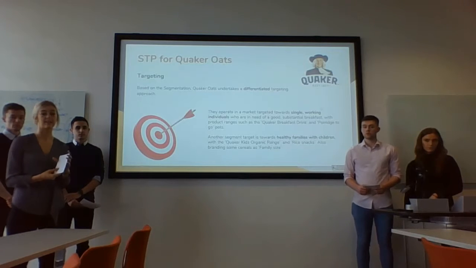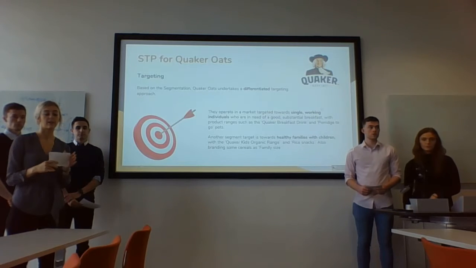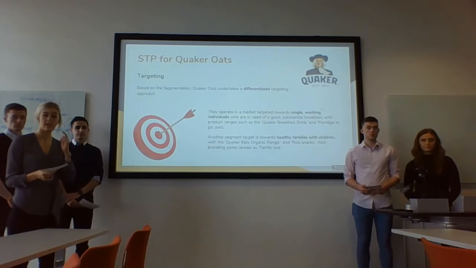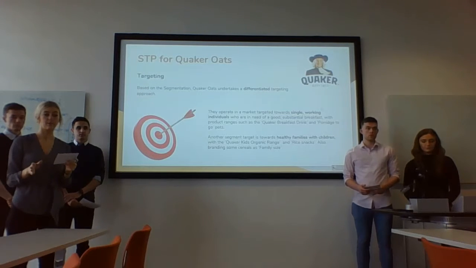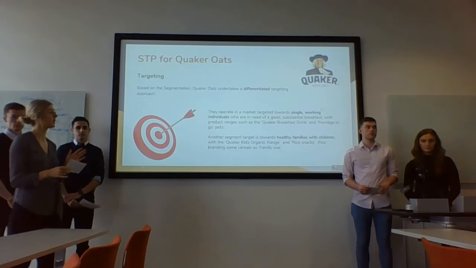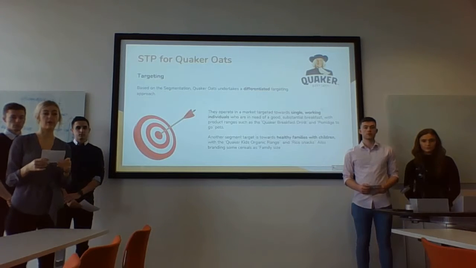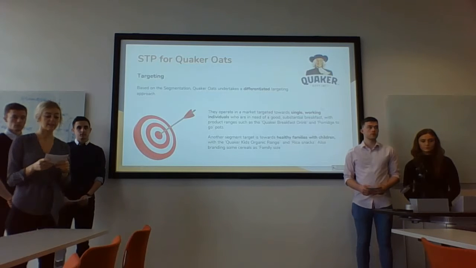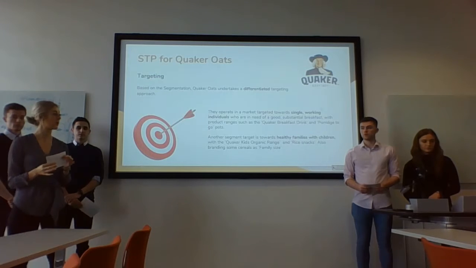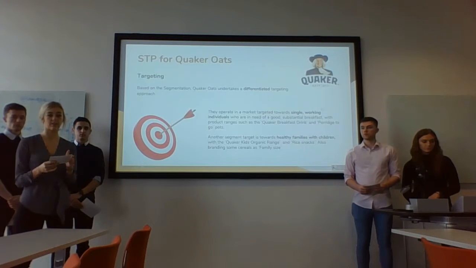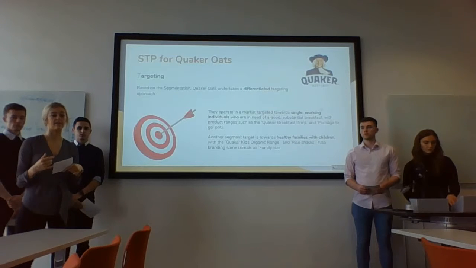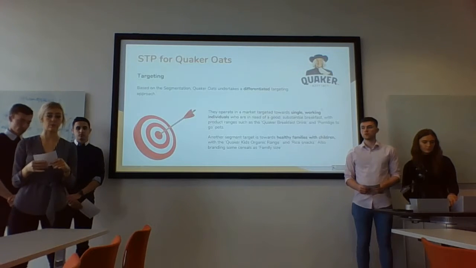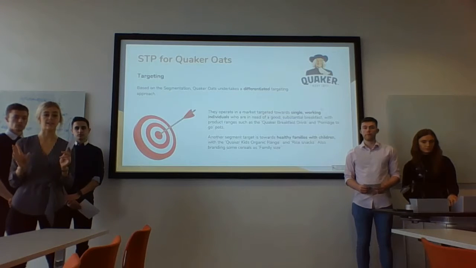So, taking all that into consideration, we've deduced that Quaker Oats operates a differentiated targeting strategy, and they have 2 main audiences, which are working class single individuals who are on the go and need a quick breakfast in the morning. That's why they have their breakfast ranges, such as the Quaker breakfast drink, and they also target healthy families with children. They have a kids range with products such as the Quaker Kids organic range, they brought out TV adverts that are mainly tailored towards children, and they brand some of their packaging as family sized.